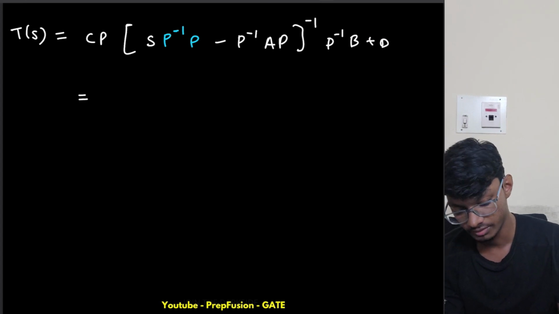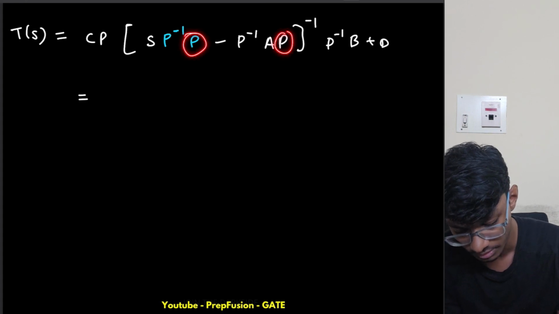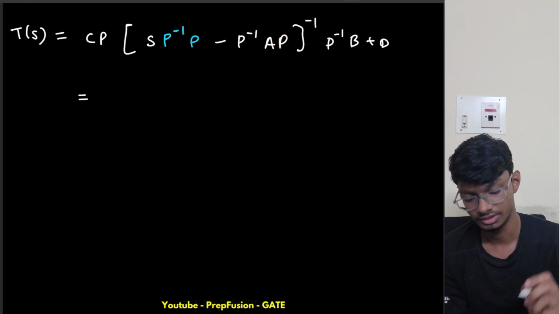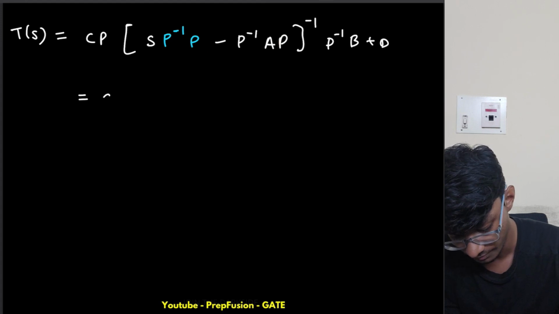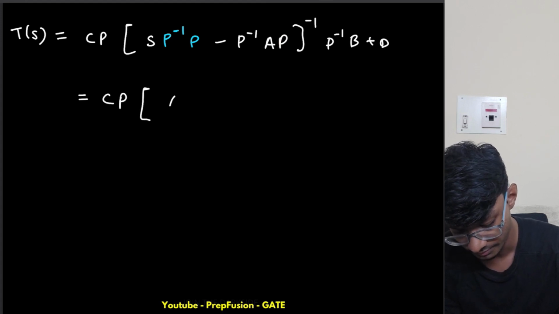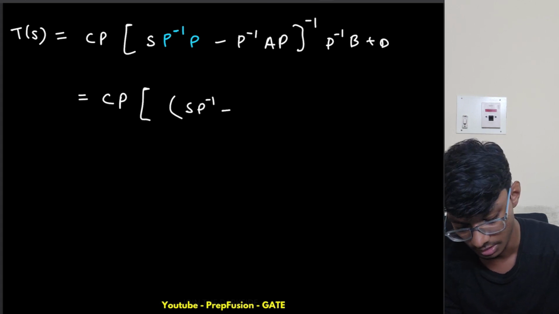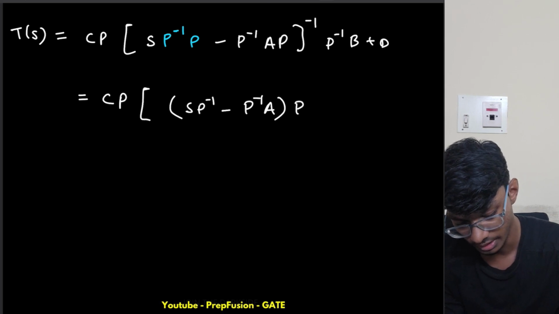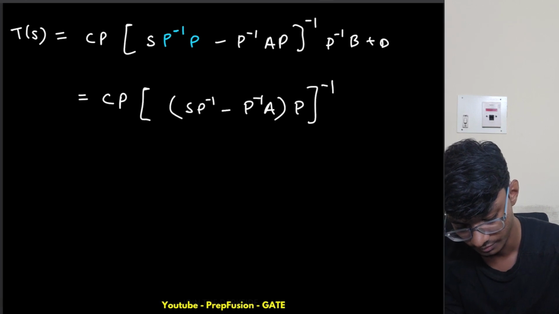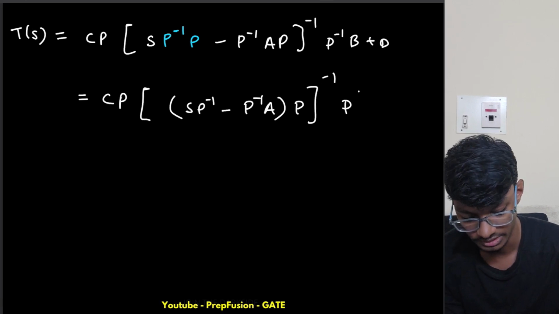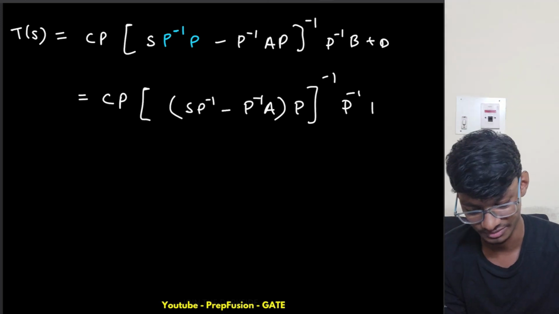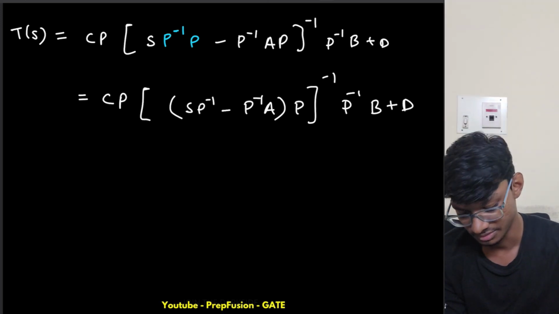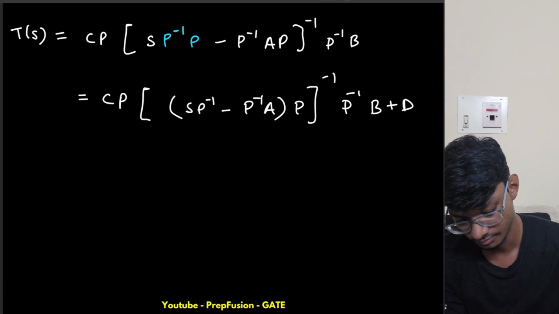So what I will do is take P common, since P is in the post multiplication. If I take P common, this will remain as s P inverse P minus P inverse A P, and s is a scalar also. I have taken P common, and don't forget we have this in whole inverse. We will use one property of matrix. If you don't know, then that's unfortunate, I won't be able to help. And this is D.